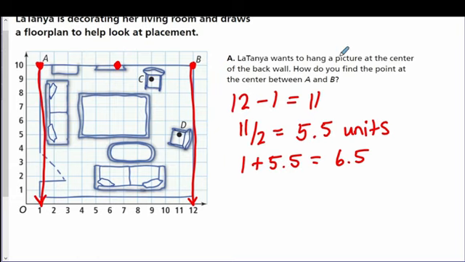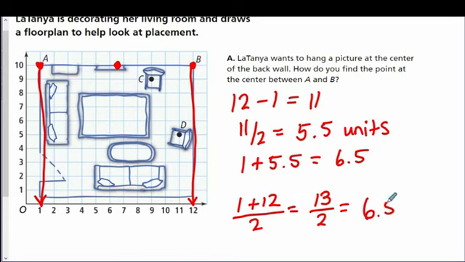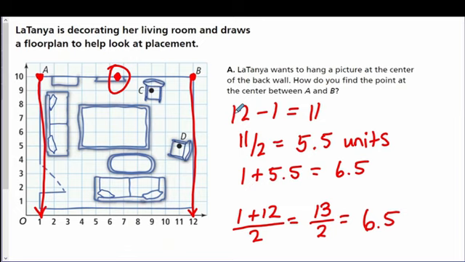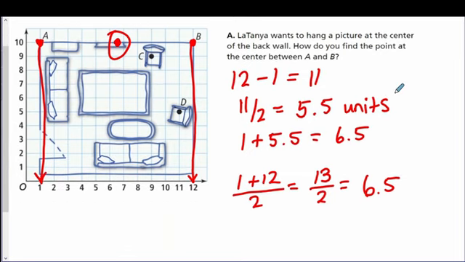Another way to find the halfway point would be to average the coordinates. So we can find the average of the x coordinates for A and for B. A is at 1 and B is at 12. To find the average, I could add these together and divide by 2. And 13 divided by 2 is 6.5. So that's another way we could locate the halfway point of 6.5 between A and B. So that tells me that the halfway point between A and B on my coordinate grid is the point 6.5, 10.